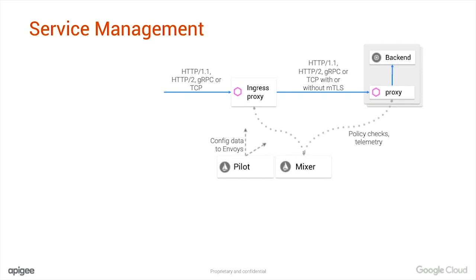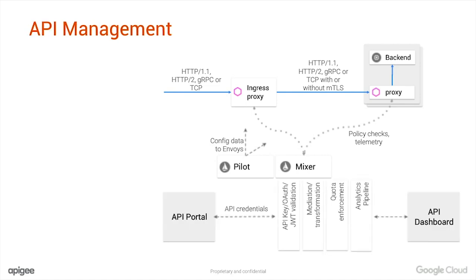In my previous slide, we talked about how Mixer is that extensibility point. And as you would have guessed, naturally we would extend Mixer to add API management capabilities. In addition to that, we introduced two important concepts, the concept of an API portal and the concept of an API dashboard to view the metrics. And Mixer becomes a policy decision point to do API key or OAuth verification. It's the point where you do quota enforcement, and it's also the place where you collect analytics to send off to the dashboard.